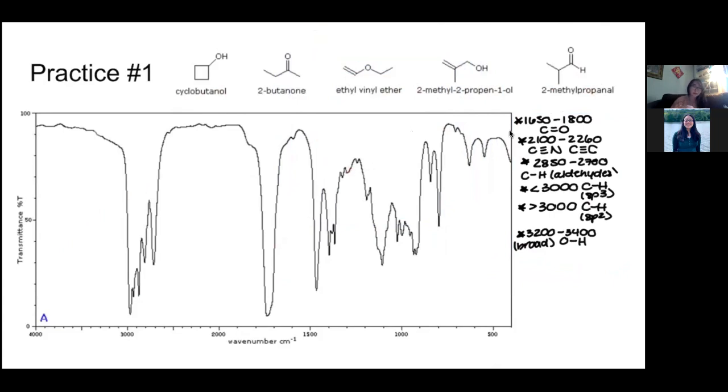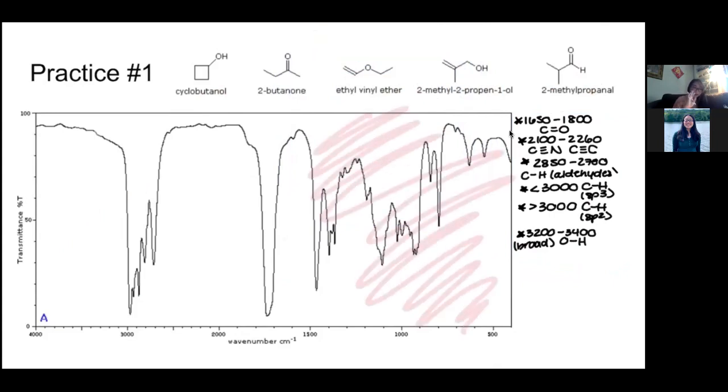So remember, first thing you want to do, ignore the fingerprint region, down below like 1600-ish, just ignore that. Next, what I like to do is go ahead and circle my peaks where I see them. I'm going to circle the leftmost one in red, this in blue. Notice that these are actually two peaks. I'll talk about that a little bit later, but they're about the same intensity. Also, this one looks pretty promising.